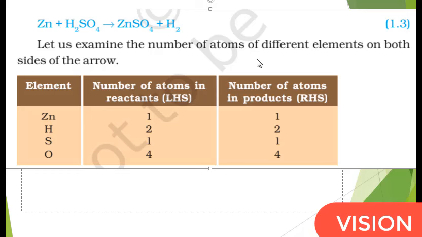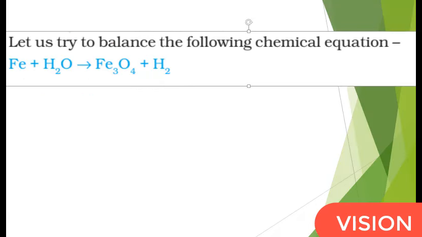In all cases the equations are not balanced. So we have to balance the equation. How to balance the equation? Let us continue the balancing of the equation. Now look at this equation. Iron is reacting with water and creating ferric oxide and hydrogen. This is the chemical equation.